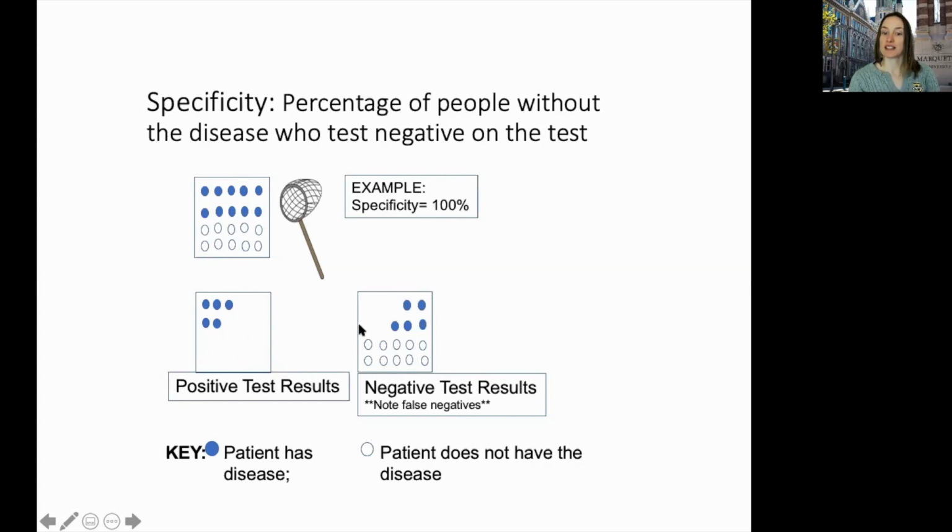So you can see here that there's going to be some false negatives, people that do have the disease, but they tested as negative on the test. So you want a combination of good sensitivity and good specificity in order for a test to be a really good test.